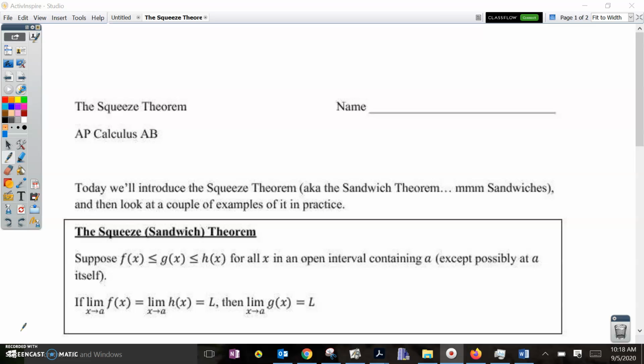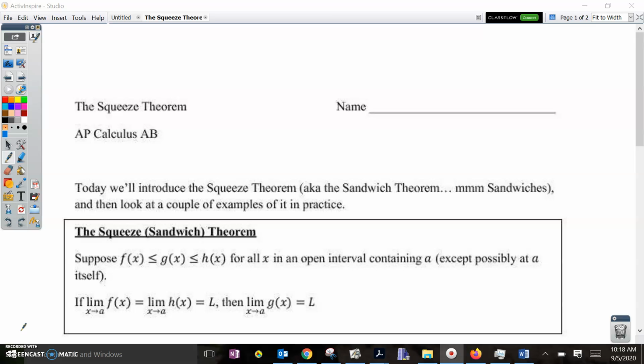Alright everybody, in this video we're going to look at a few examples related to the Squeeze Theorem, also known as the Sandwich Theorem, Homer Simpson's favorite theorem. The Squeeze Theorem is a reasonably straightforward proposition for us.